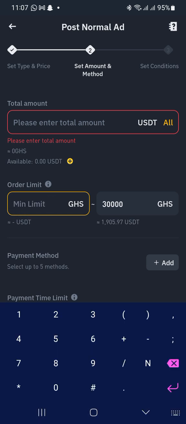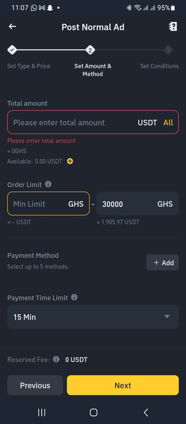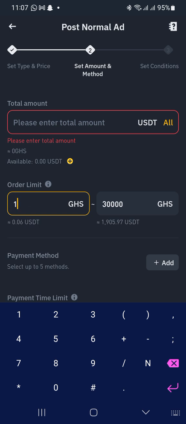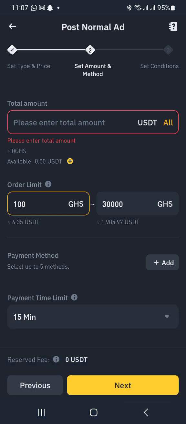You can do this calculation by looking at how much USDT you have in your wallet, and how much you want to sell, right? So we set the range. Like I said, if I set 100 cedis, it means people can buy at this amount from here up to 30,000 Ghana cedis. I hope this method is understandable.